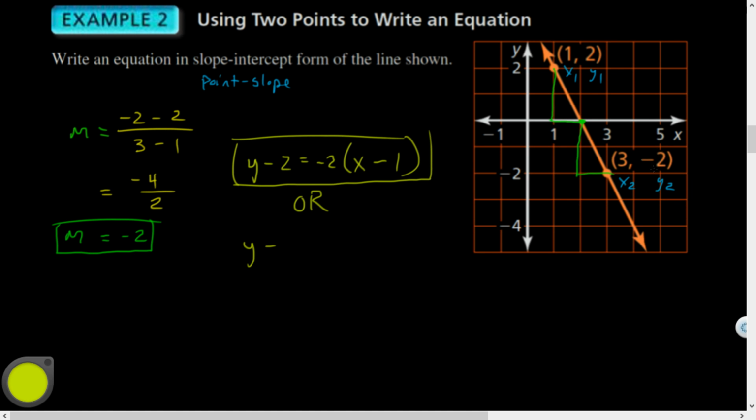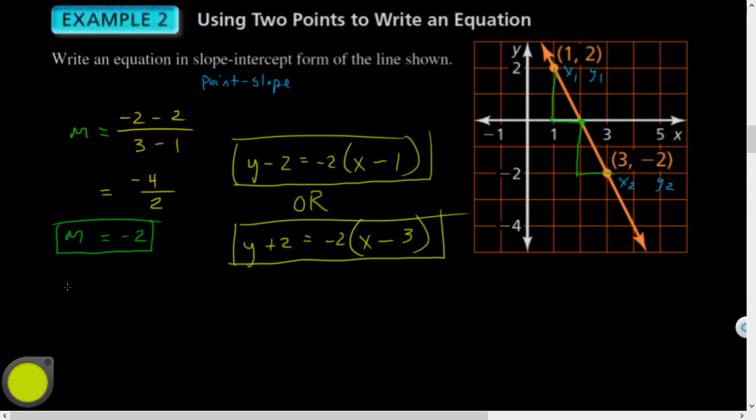So let's do y minus negative 2, so that's y plus 2 equals, the slope is always the same, negative 2, parentheses x minus 3. Both of these equations are right. Both of them will work. They give the same exact line because both of them will tell me a point that the line passes through and the slope of that line. And both of those points are on the same line.